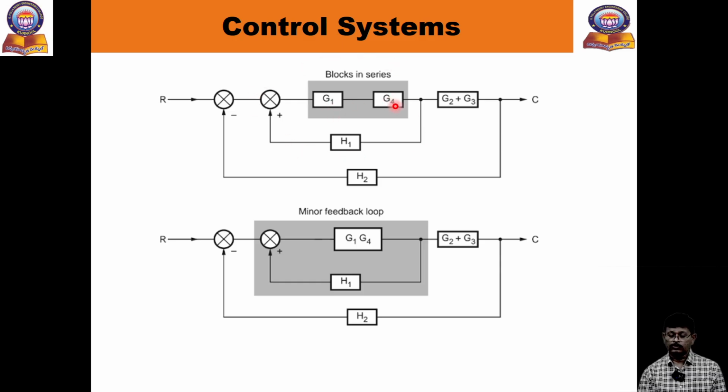G1 and G4, so these are in series. So G1 G2 will come here. G1 G4, keep it as it is, this one. Then again this is the simple feedback. This is one simple closed loop. What do we get in a closed loop? What is the closed loop transformation?